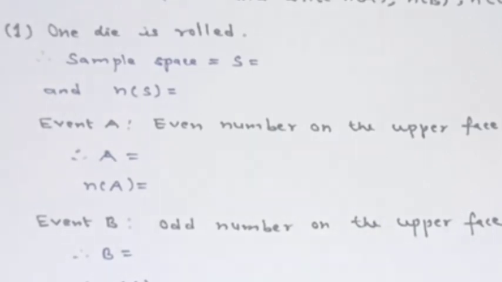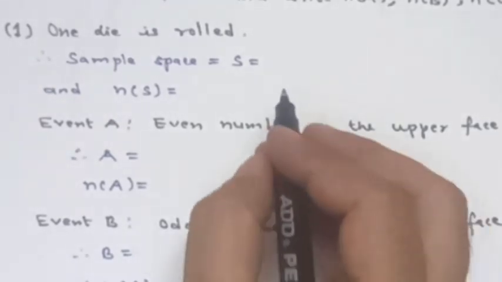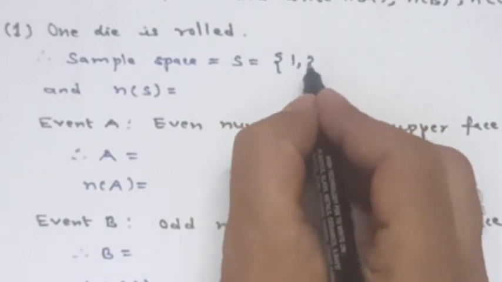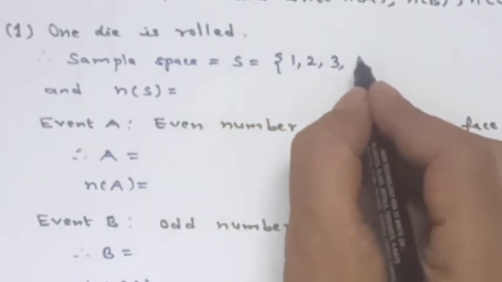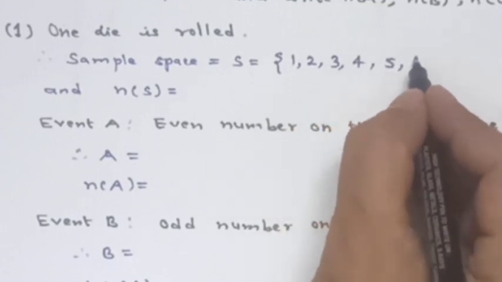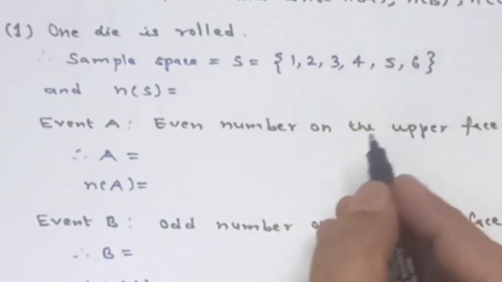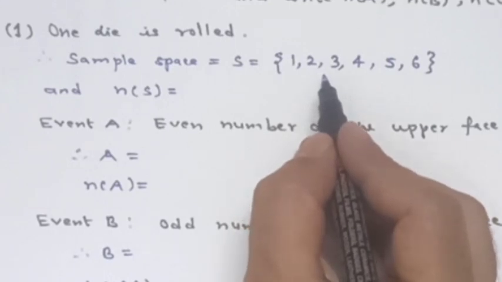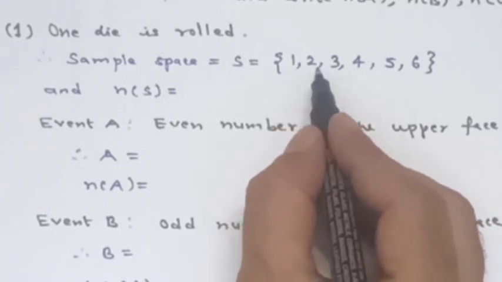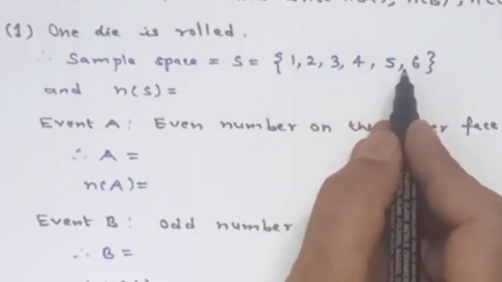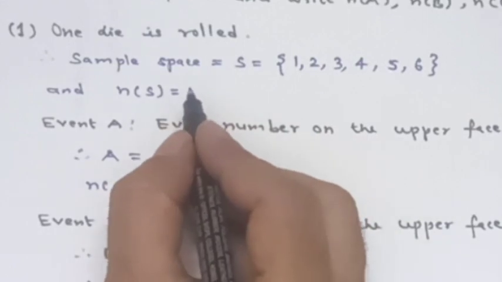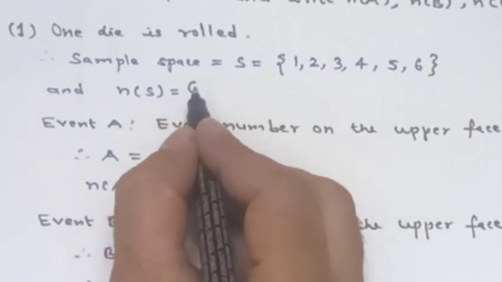So write down, let S be the sample space. Therefore sample space is equal to 1, 2, 3, 4, 5 and 6. If you count the number of elements, you will get 6 elements, 1, 2, 3, 4, 5 and 6, which are nothing but the sample points. So number of sample points will be 6.